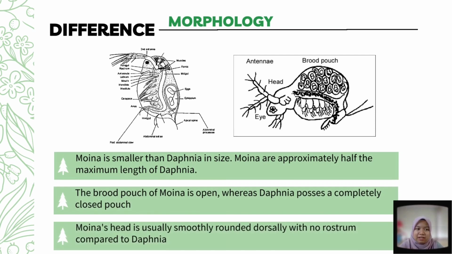So now we will discuss the differences between Moina and Daphnia. We will divide into morphology and nutritional value. In terms of morphology, Moina is actually smaller than Daphnia, approximately half the maximum length of Daphnia in adult stage or in juvenile stage. Next, the brood pouch of Moina is open, whereas Daphnia possesses a closed pouch. The Moina head is usually smoothly rounded dorsally with no rostrum, compared to Daphnia, which has a very clear rostrum.